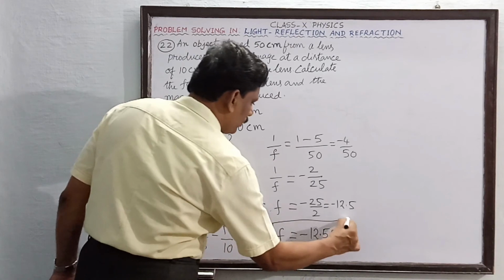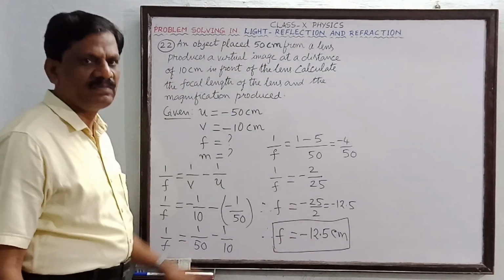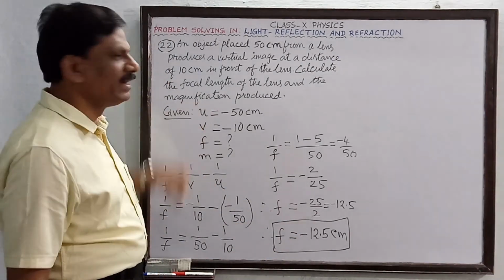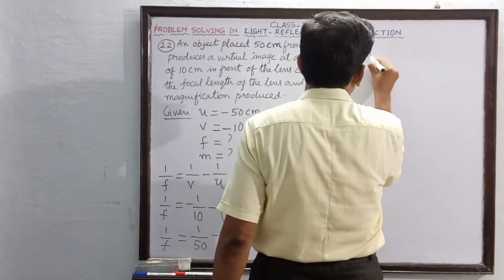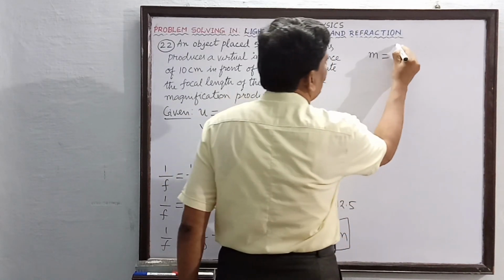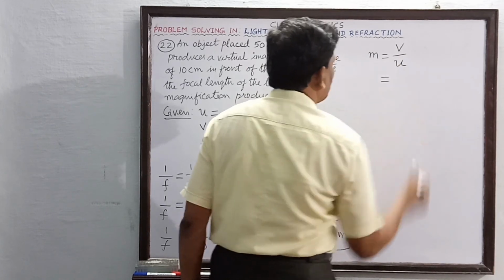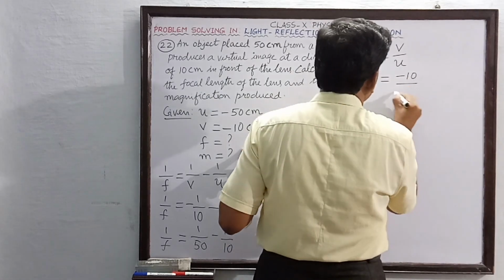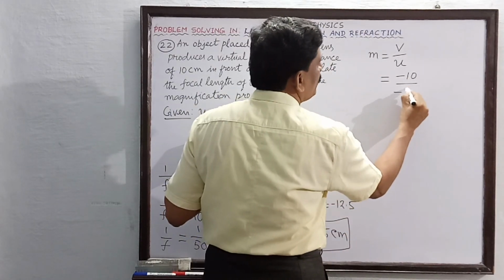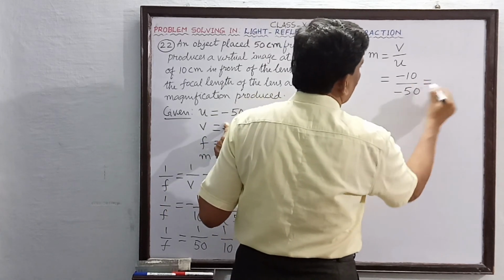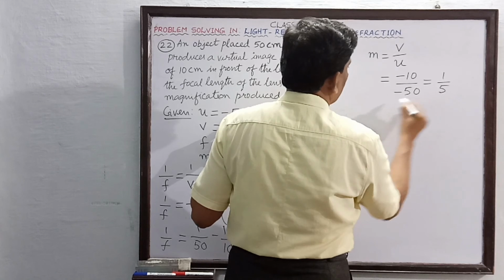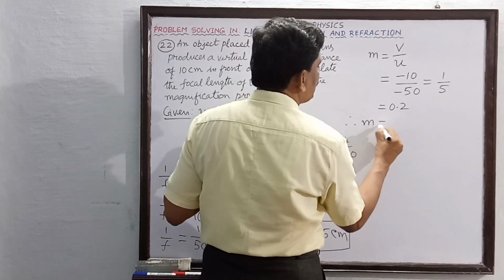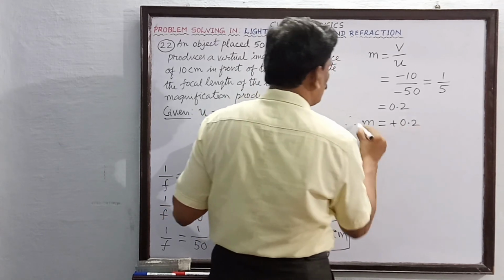Okay, students? So what is the nature of the lens? From this we can guess that it is a concave lens, since the focal length is negative. So how to find magnification now? Magnification m is equal to what formula? Directly v divided by u. So v is equal to minus 10 divided by u is equal to minus 50. So this is equal to 1 by 5. Okay, so 1 by 5 is equal to 0.2. Therefore, m is equal to plus 0.2.